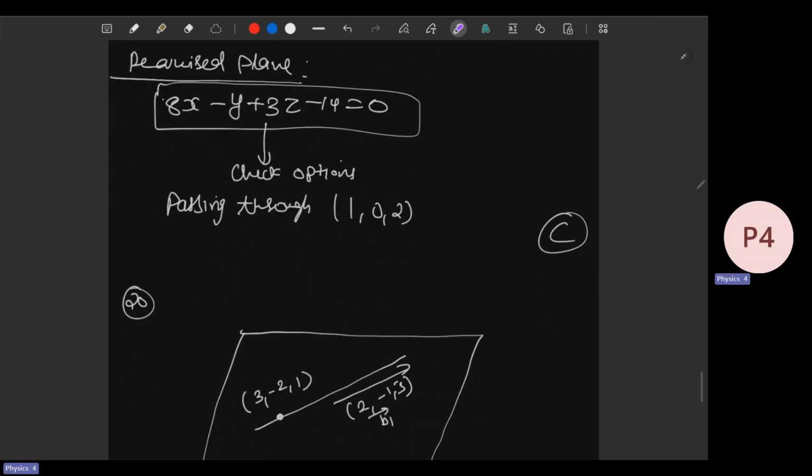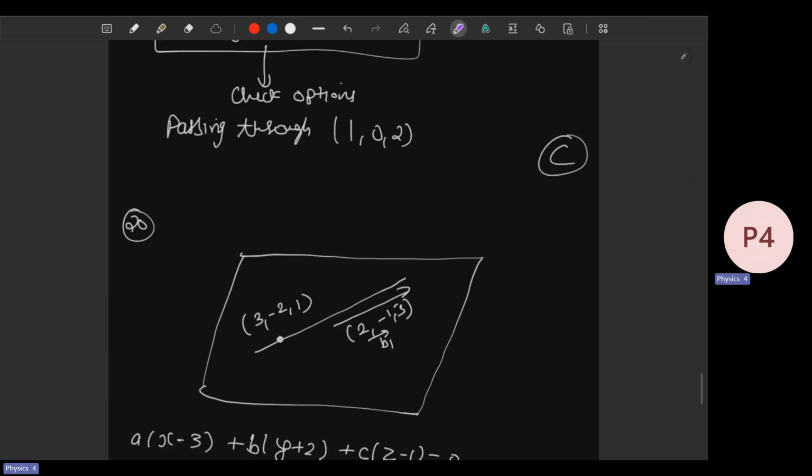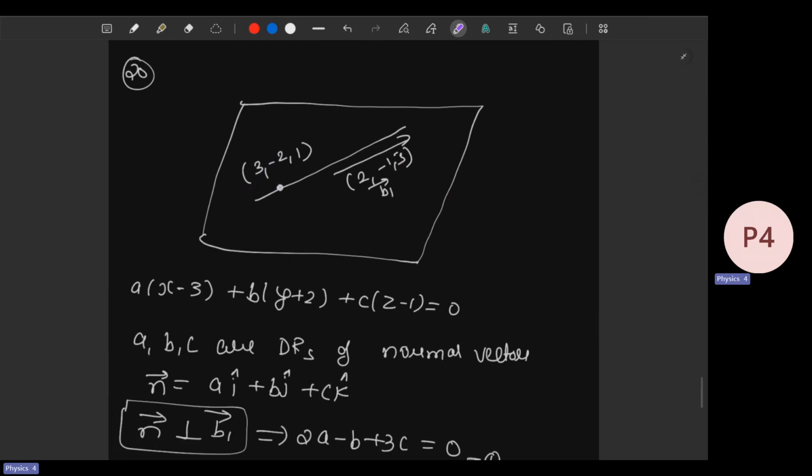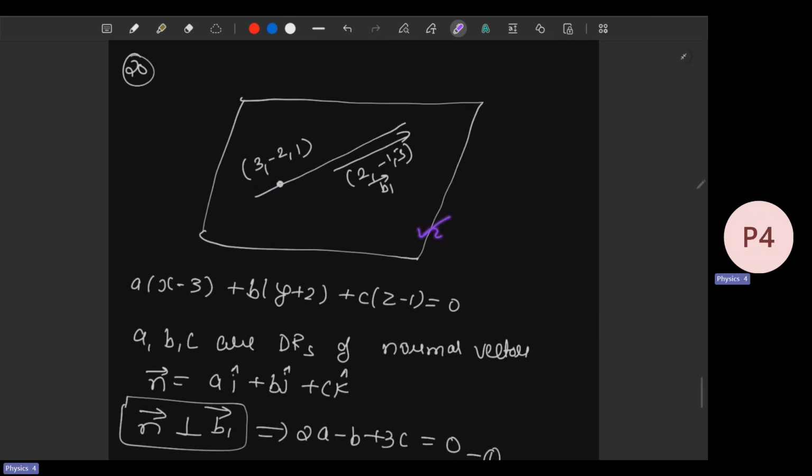Now move on to the next question, that is question number 20. The plane containing the line, okay, this is the plane. It contains this line. Its direction ratios are 2, -1 and 3. Suppose the direction vector is b1 vector and the point on the line is (3, -2, 1). All right. So now we can write the equation of this plane.